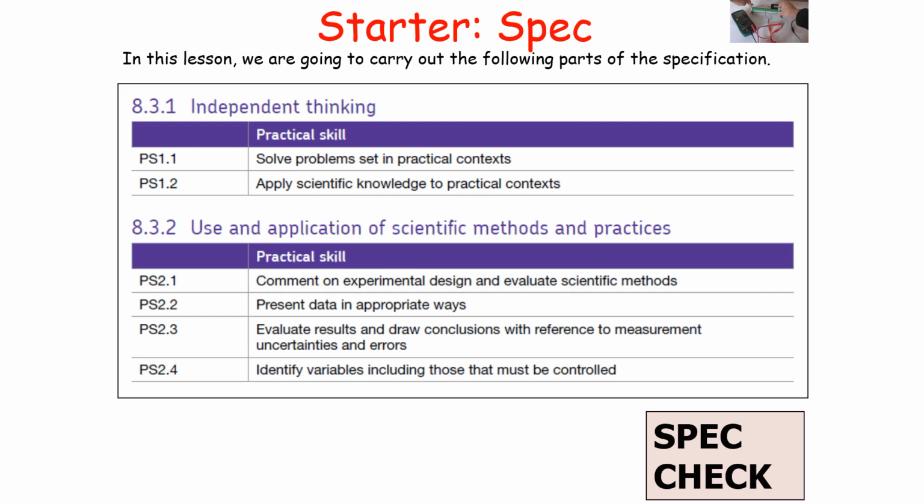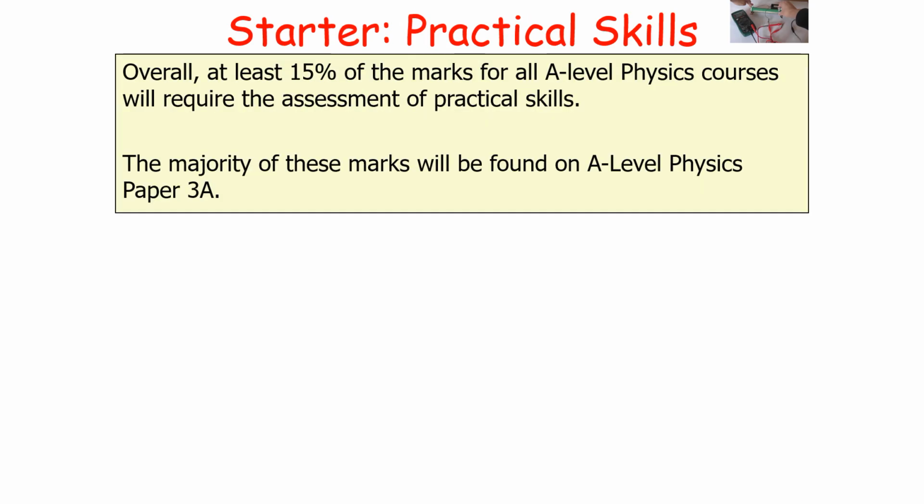So in this lesson we're going to look at the following parts of the specification, looking at the idea of independent thinking, the use and application of scientific methods and practices. Now overall, at least 15% of the marks for all A-Level Physics courses require the assessment of practical skills. The majority of these marks for AQA are found on A-Level Physics Paper 3A.